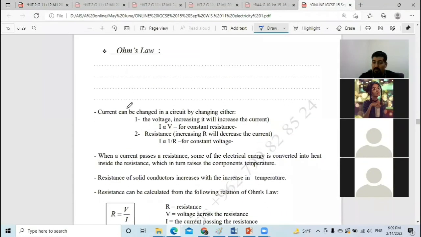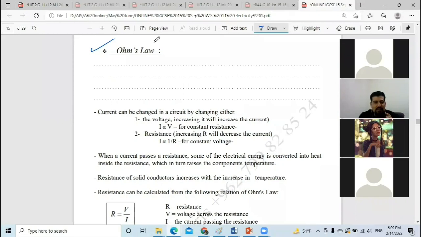Now, the first thing that we have to know and focus on in the IGCSE syllabus is something called Ohm's law. Ohm is the name of a scientist, okay? In the whole syllabus of the IGCSE, we have two laws that we have to know, Hooke's law and Ohm's law, okay? Who can remind me about Hooke's law? Hooke's law states what? Hands up.